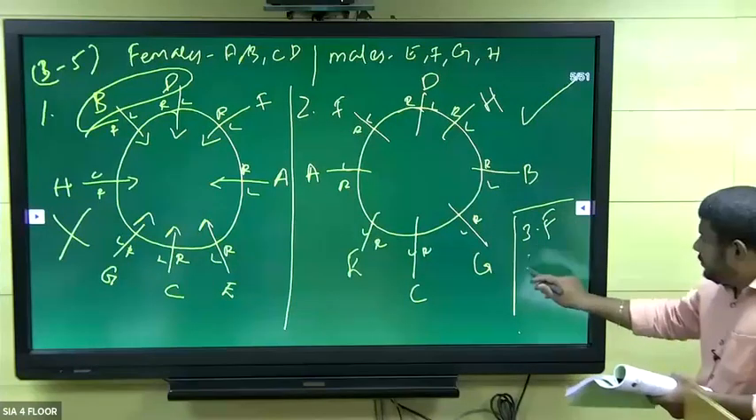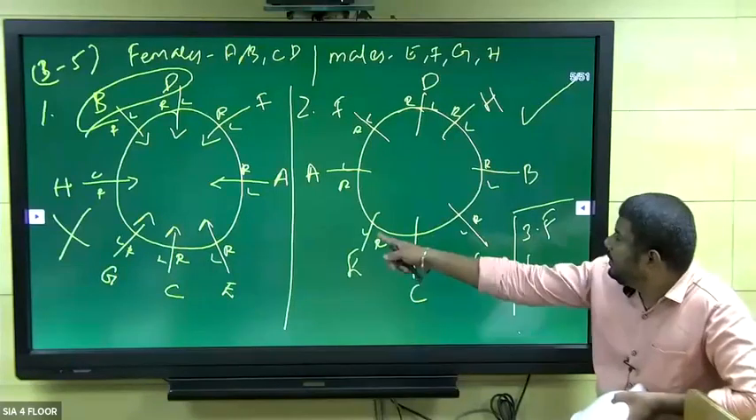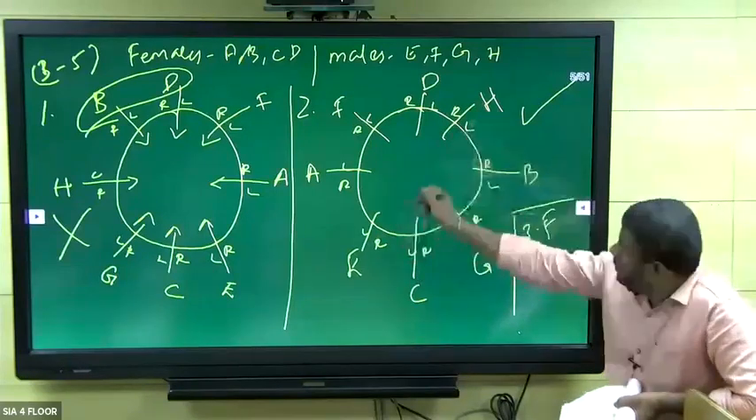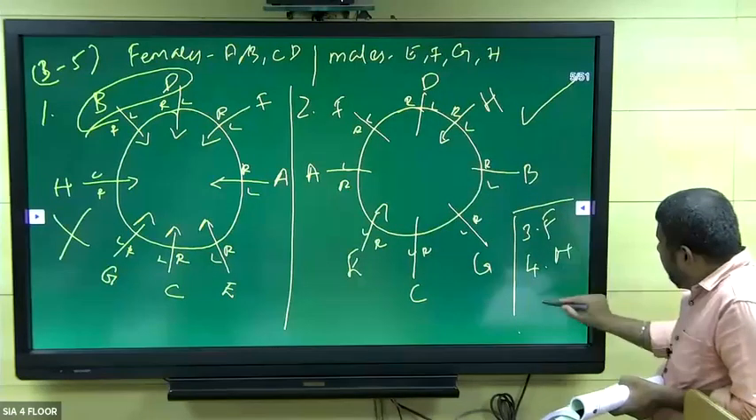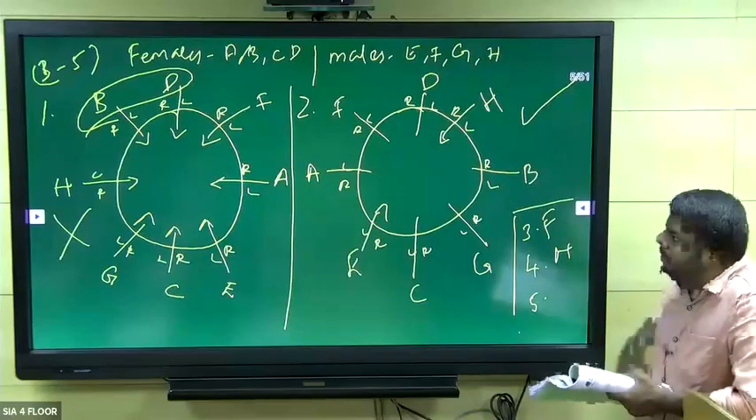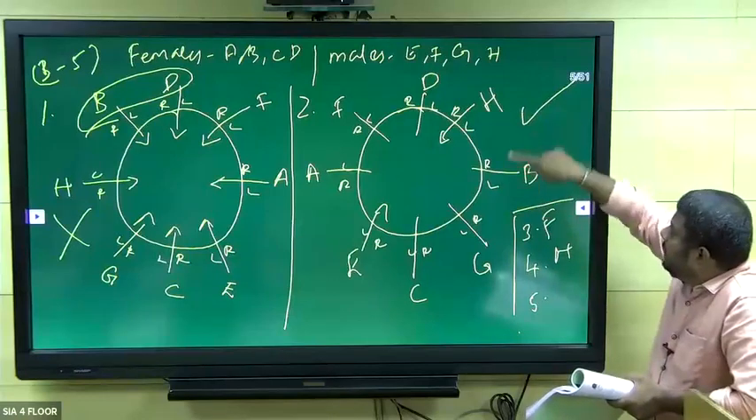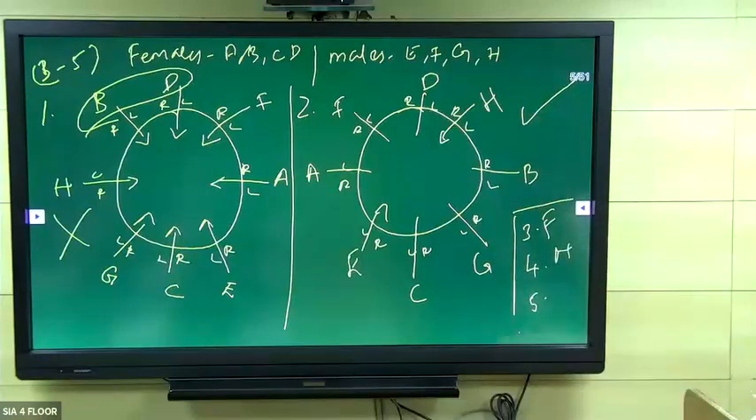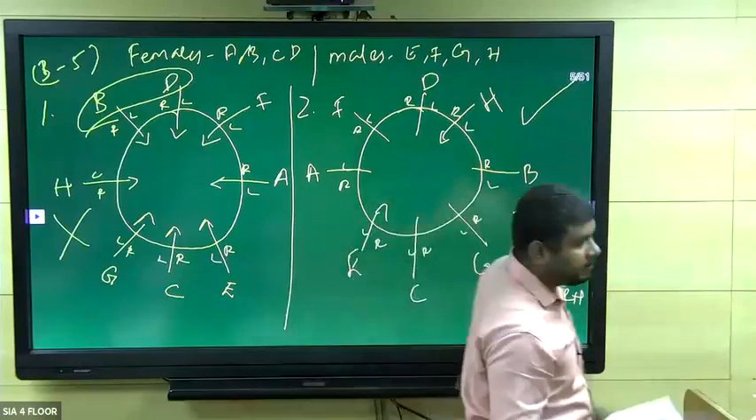Fourth one: E is facing whom? Where is E? E is here. So E is facing H. Fifth one: who are the immediate neighbors of B? So B is here. So the neighbors of B are G and H. Okay, right? Clear?